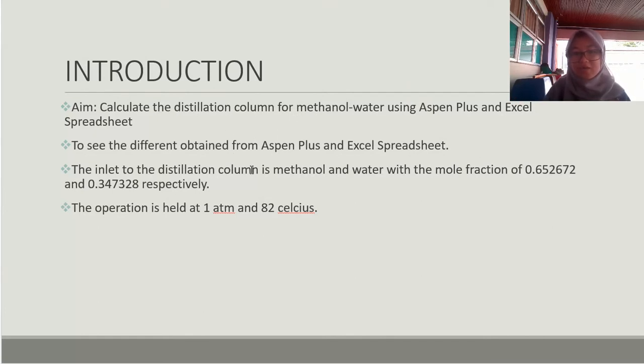The inlet of the distillation column, the raw material, is methanol and water. The mole flow rate is 0.65 for methanol and 0.34 for water. These two are the mole fractions of the distillation column. The operation is at 1 atm and 82 degrees Celsius.